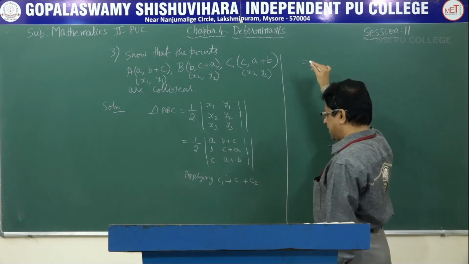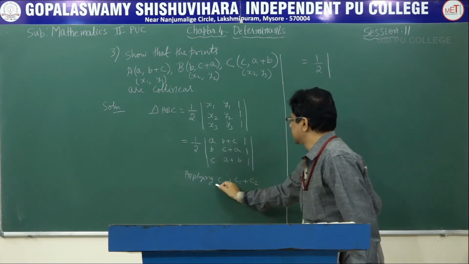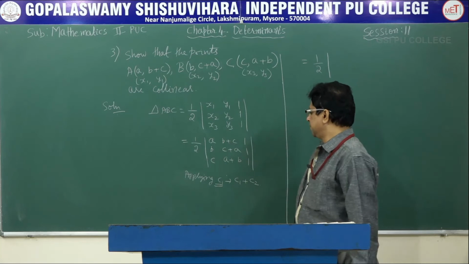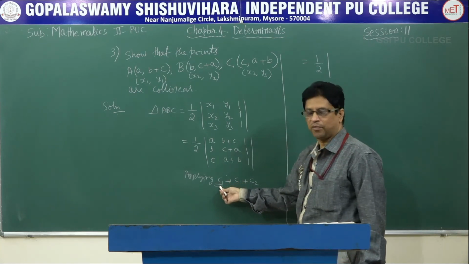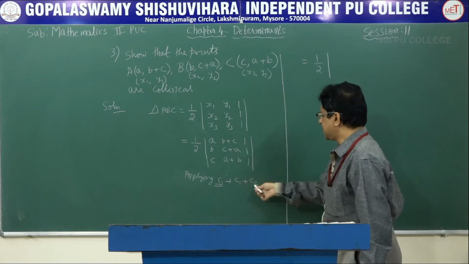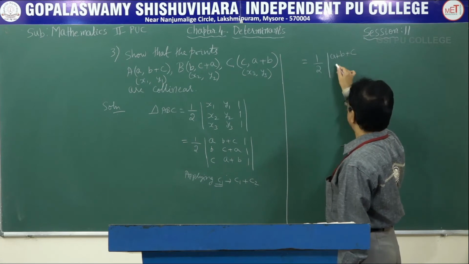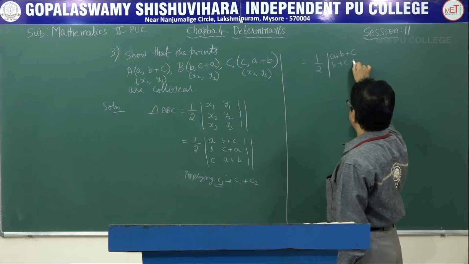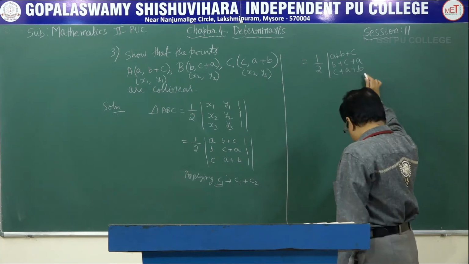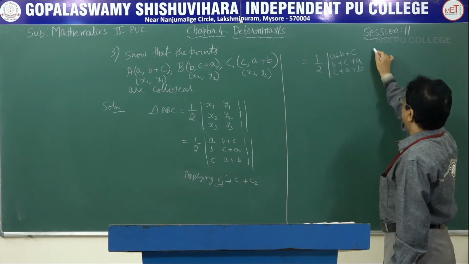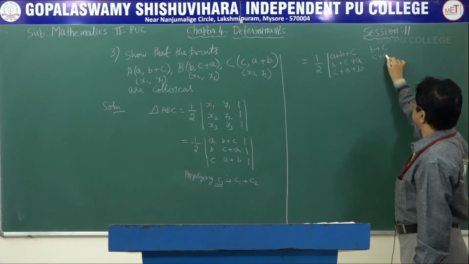So that will be equal to half into determinant of, so here C1 means column 1. So the change is taking place in column 1. So C1 plus C2, that is A plus B plus C, B plus C plus A, C plus A plus B, and the remaining two columns remain as they are.